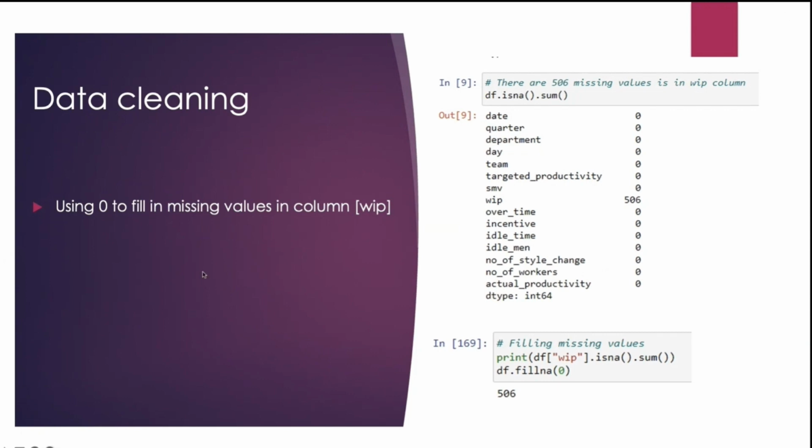And then we have one column with missing values, which is WIP. As WIP is an integer, we used 0 to fill in this column. We used pandas to do the data cleaning.